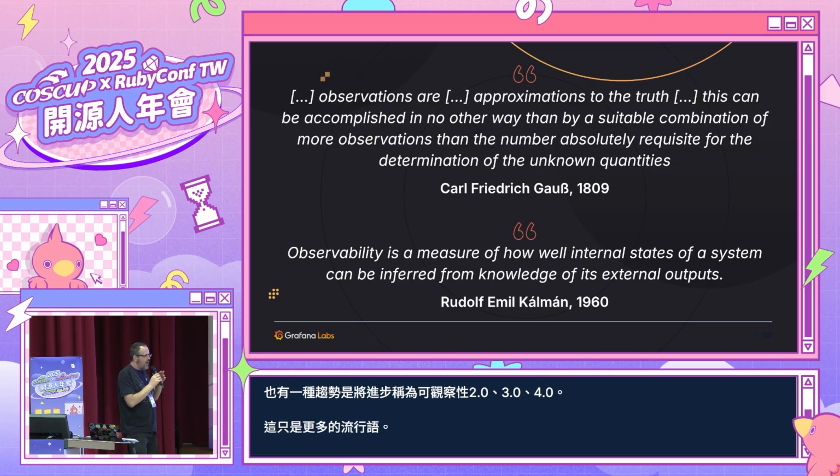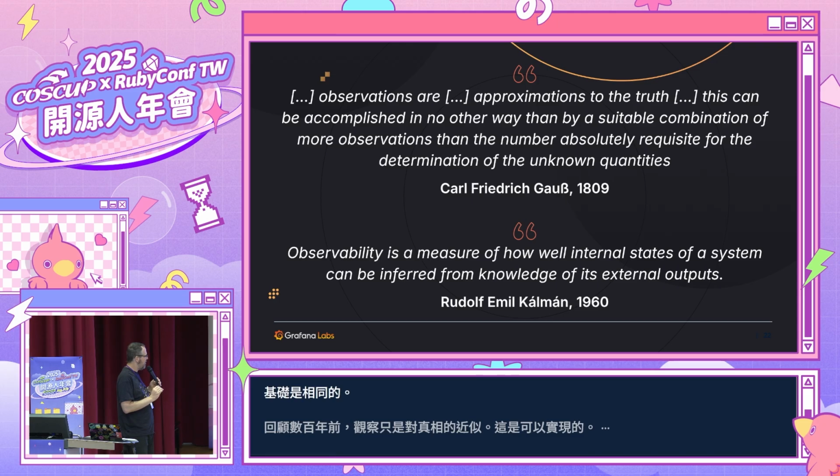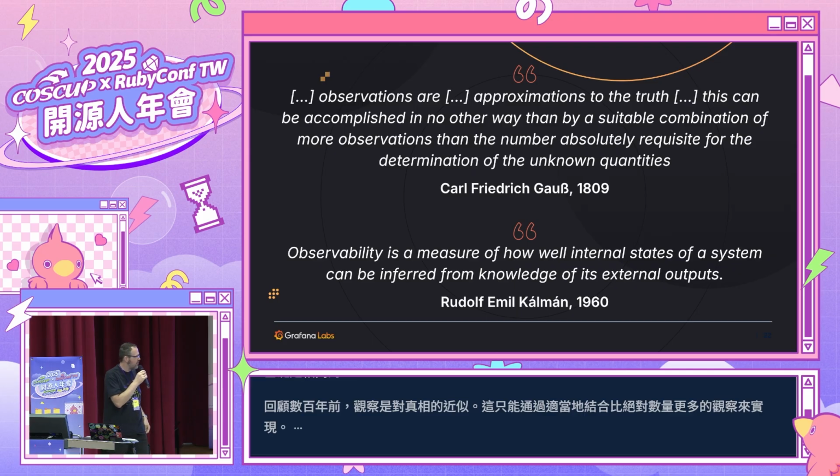And when we go back hundreds of years, observations are approximations to the truth. "This can be accomplished in no other way than by suitable combination of more observations than the number absolutely necessary for the determination of unknown quantities." That's Carl Friedrich Gauss, a little bit over 200 years ago.